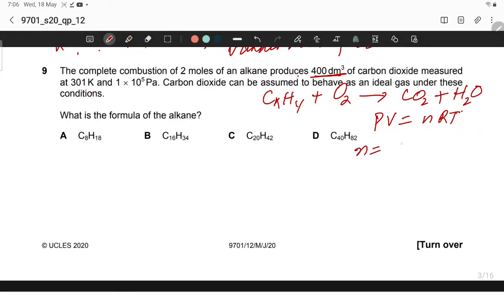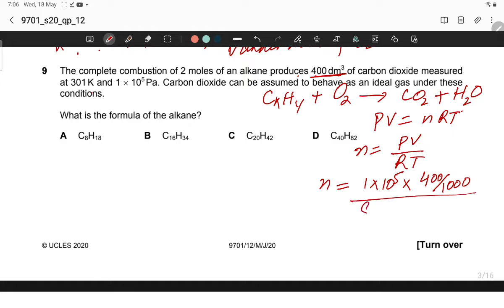And n is equal to PV over RT. N is equal to pressure 1 into 10 raised to 5 from data booklet. Volume is 400 dm cube. So 400 converted from dm cube into meter cube, so divided by 1000, divided by 8.31 gas constant, and temperature is 301 Kelvin. So n is equal to 16 moles. So number of moles are 16.